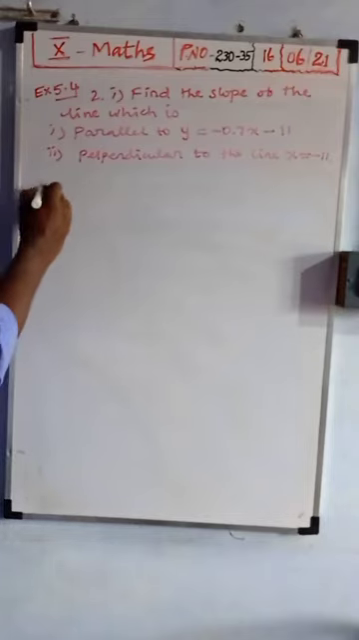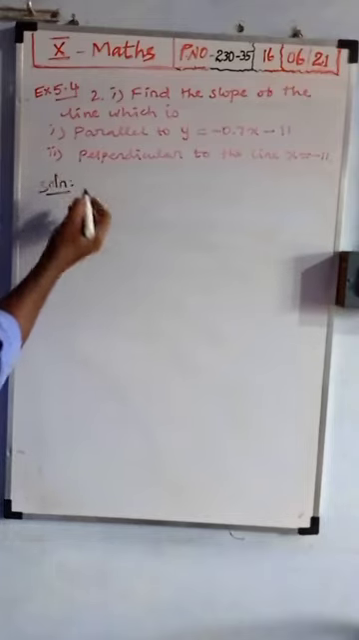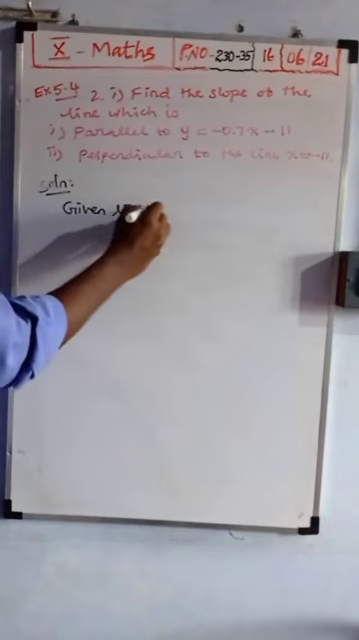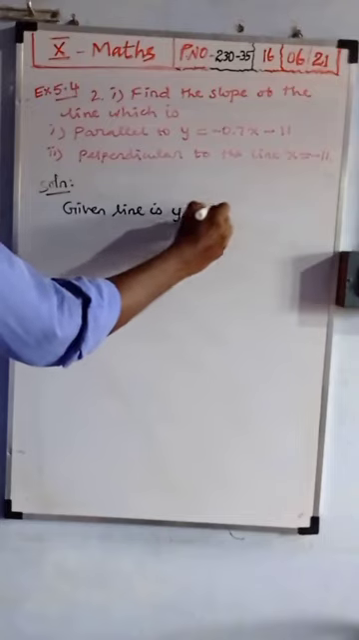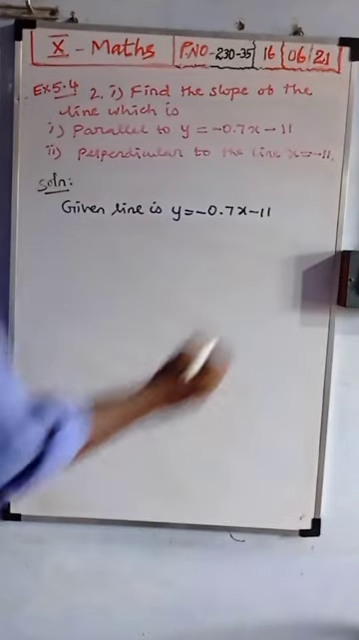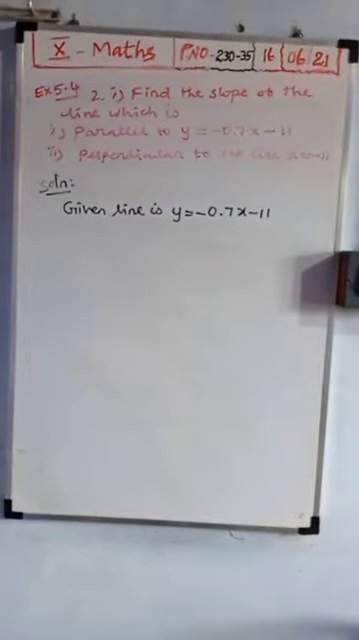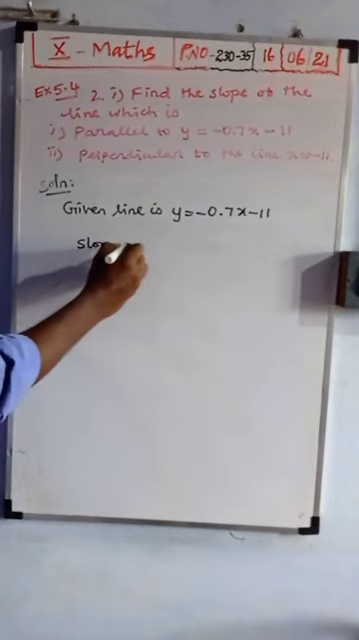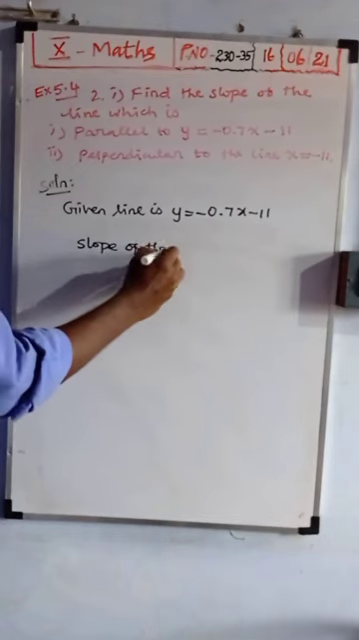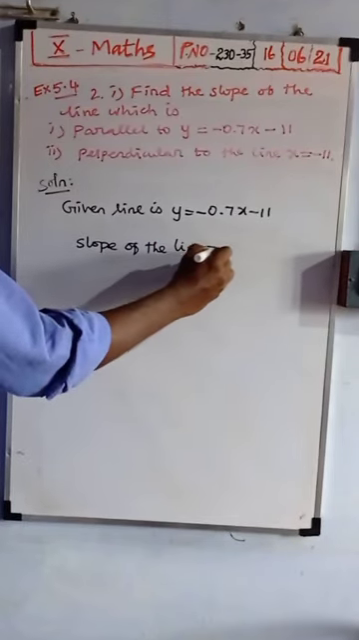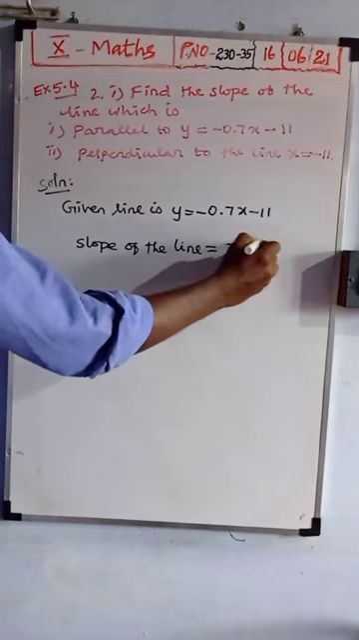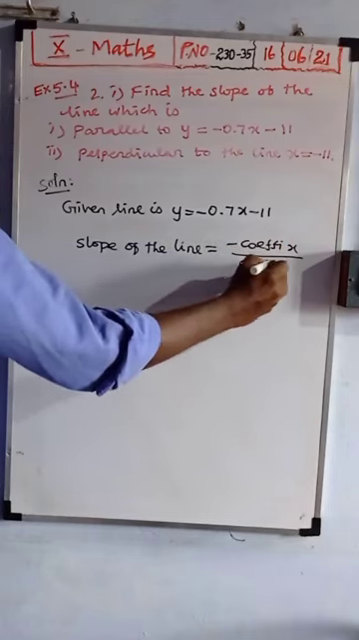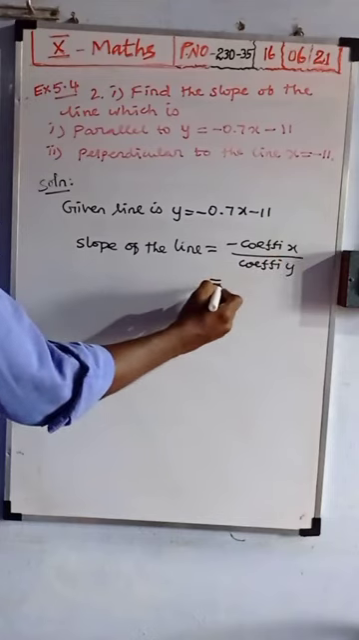Okay, see the solution. First, the given line is y is equal to minus 0.7x minus 11. For this given line we want to find the slope. The slope of the line, what will you get? Minus coefficient of x by coefficient of y.